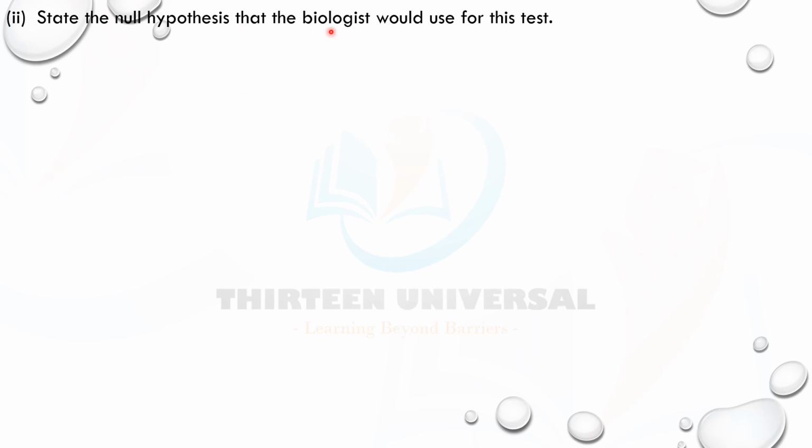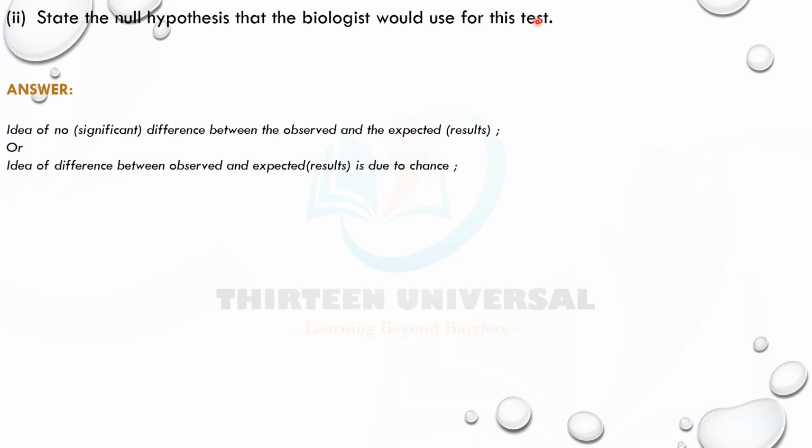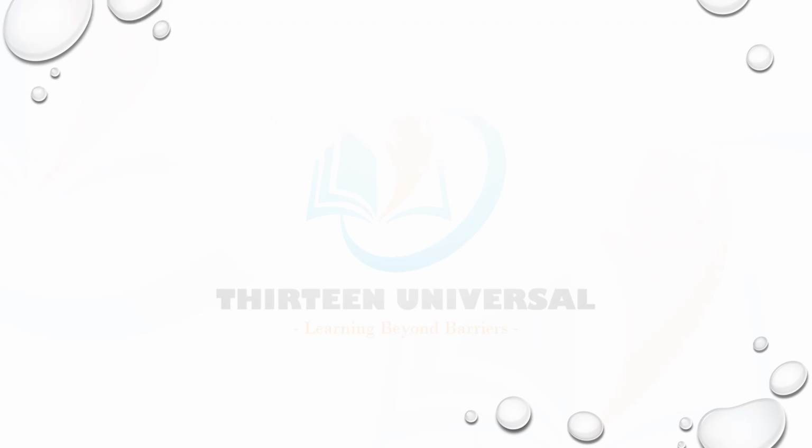State the null hypothesis that the biologist would use for this test. Pause the video and try. A null hypothesis is a negative hypothesis. It just says there's no significant difference between the observed and expected result. The difference between observed and expected result is due to chance. That's what it's trying to say, but use the first one. 1 mark.